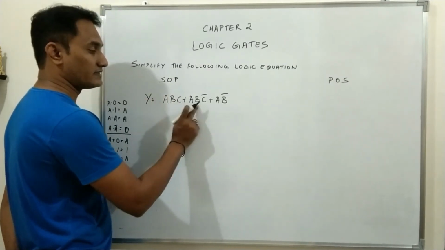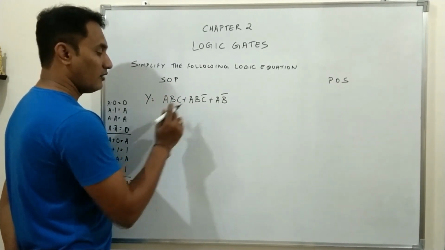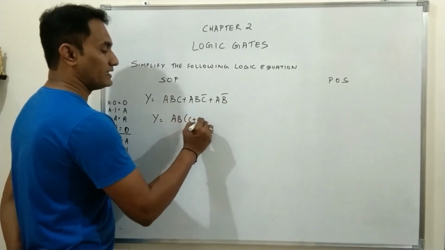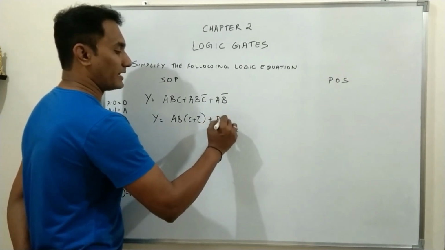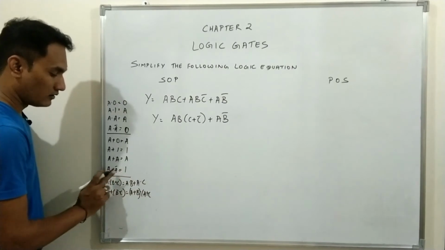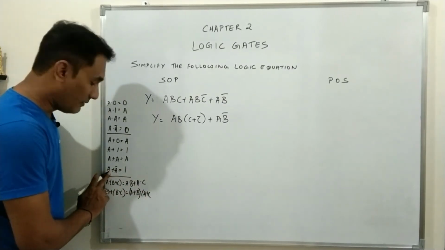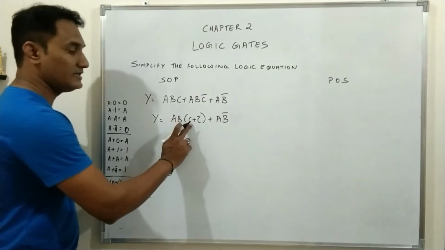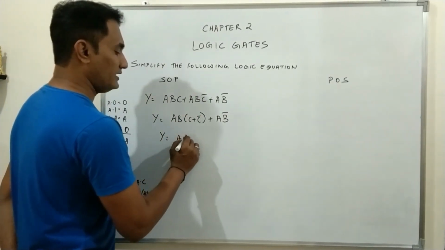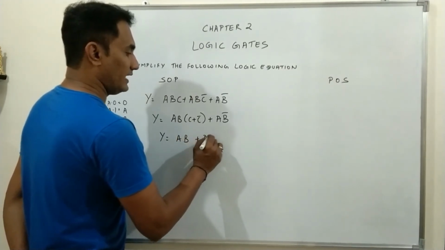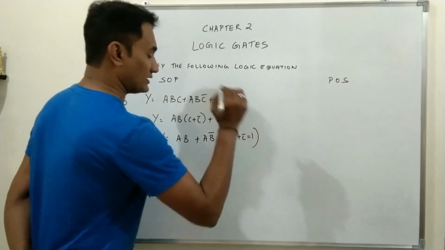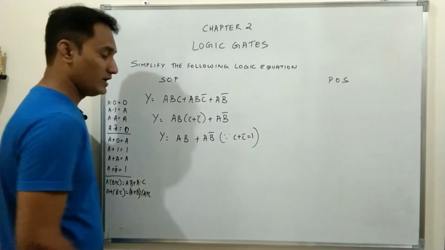For example, in the first two expressions, what is common? Y equals AB is common. In the bracket, C plus C bar, plus AB bar. What is C plus C bar? Now you look at the OR law: A plus A bar equals 1. That is, C plus C bar equals 1. So this equation becomes AB plus AB bar, since C plus C bar equals 1. So this has to be mentioned.